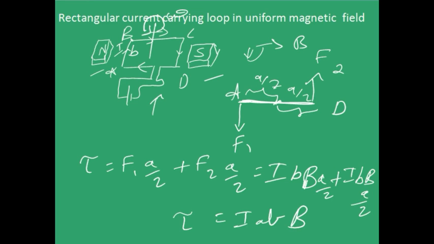This is the torque. Now AB is what? AB is my area of this rectangle, right? So the same thing I can write as tau is equal to I capital A capital B, where A is my area and B is my magnetic field. Okay. Now what if the situation is something like this?